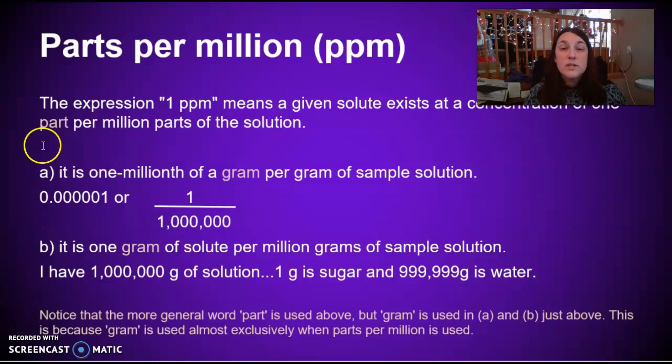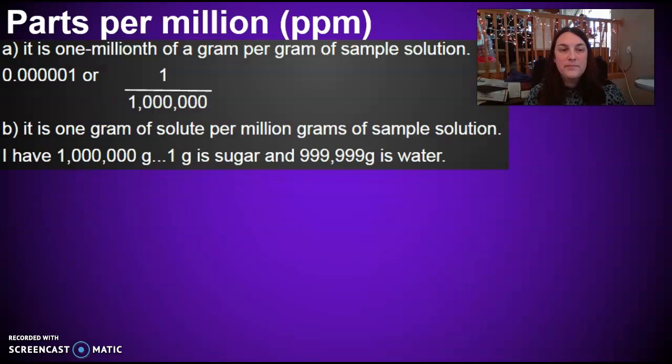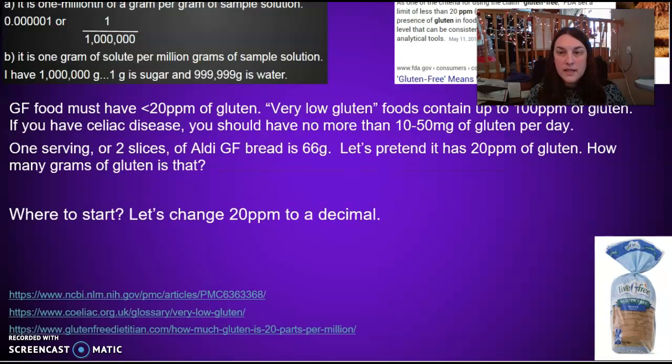So notice that we use the general word part up on top, but we use grams down below. This is because usually we use grams. All right, so I put it on there as well for a reference.